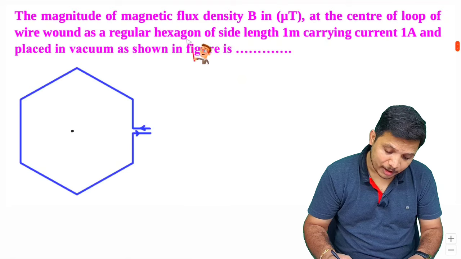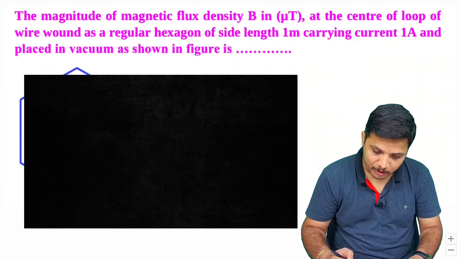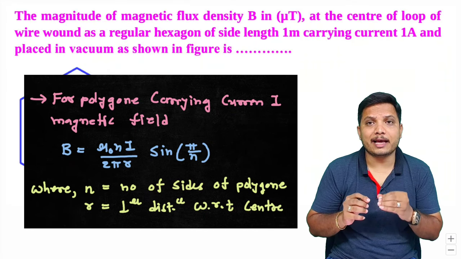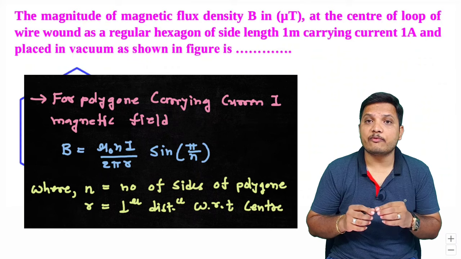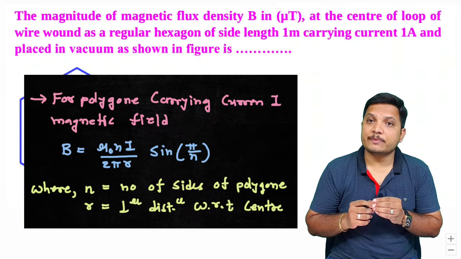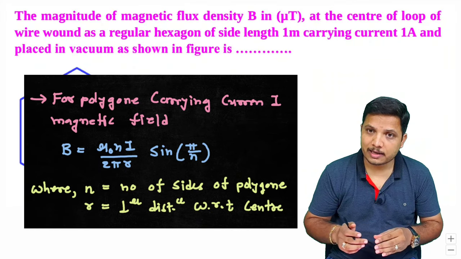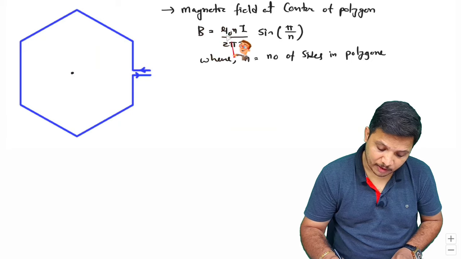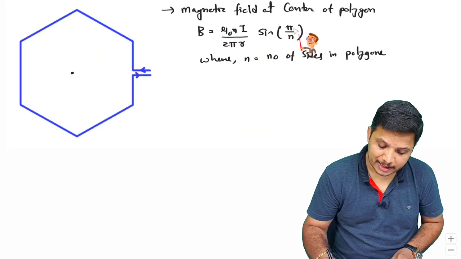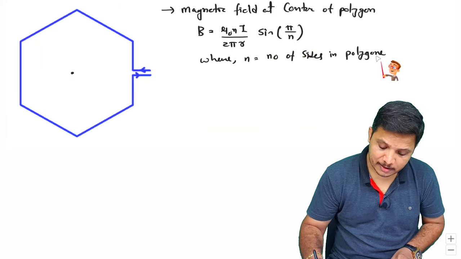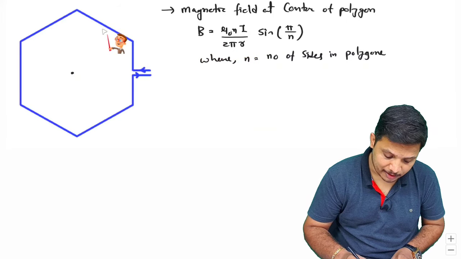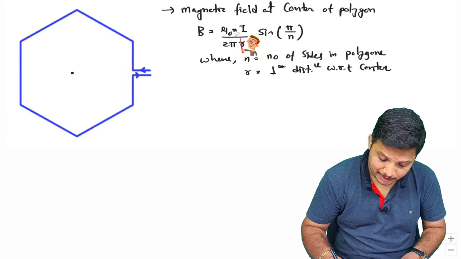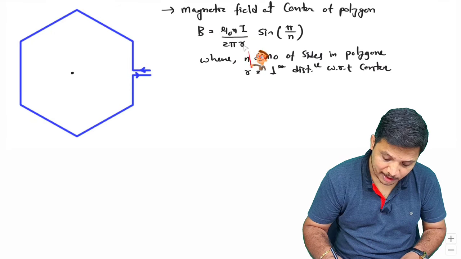And whenever you are given a polygon, here a hexagon, the basic formula for magnetic field calculation is mu 0 n I by 2 pi r into sine of pi by n, where n is the number of sides. For hexagon, n is equal to 6. Let me write that formula here. So the basic formula is mu 0 n I by 2 pi r into sine of pi by n, where n is the number of sides in the polygon and r is the distance from the center, and that should be the perpendicular distance, right? So we have n, that is 6 for hexagon. Now we just need the value of r.